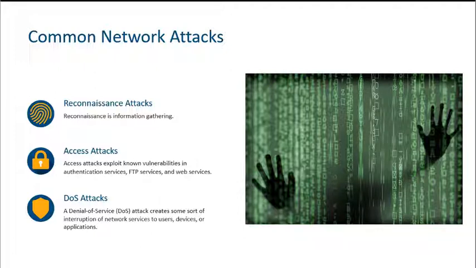With an access attack, you're trying to take advantage of those vulnerabilities or weaknesses, and they could be in things like authentication or file transfer protocol, web services running on port 80, port 443. Even SSH has been known to have its vulnerabilities. Hence, Cisco released SSH version 2 on a lot of their IOS boxes.